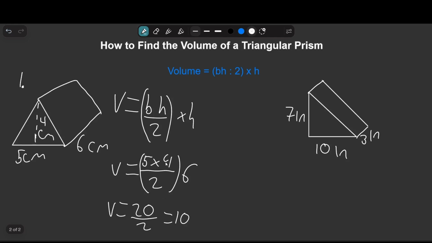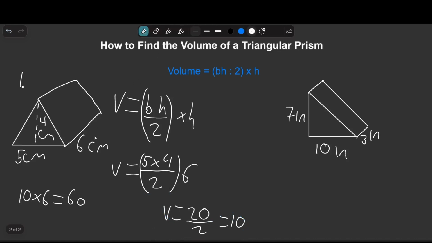Now we have done this part of the problem. Now we have to times the 10 by 6. So 10 multiplied by 6 equals 60. 60 centimeters cubed will be our final answer. So to recap, we did our base of the triangle times the height of the triangle divided by 2 times 6.